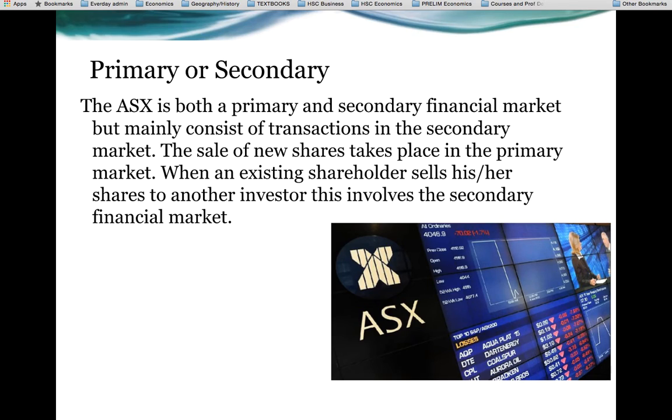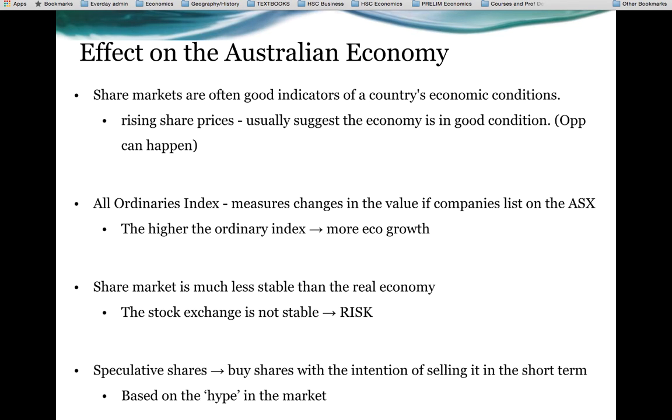The ASX operates as both the primary and secondary market, but mainly consists of those transactions in the secondary market. When existing shareholders sell, they are selling to another investor rather than through the business. So this is the secondary financial market.